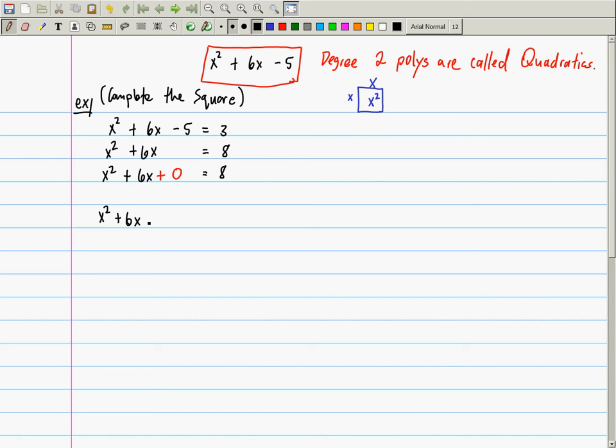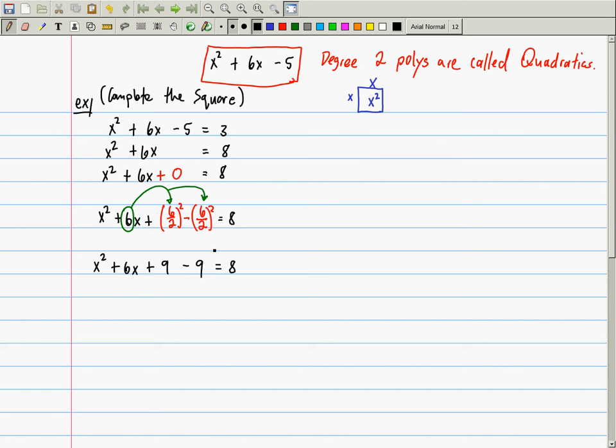Right, so plus 6 over 2 squared minus 6 over 2 squared is equal to 8. Where did this 6 and the 6 over 2 come from? From this 6. Half of this, squared. Add that and subtract it. If you do that, then you get x squared plus 6x plus 9 minus 9 is equal to 8.